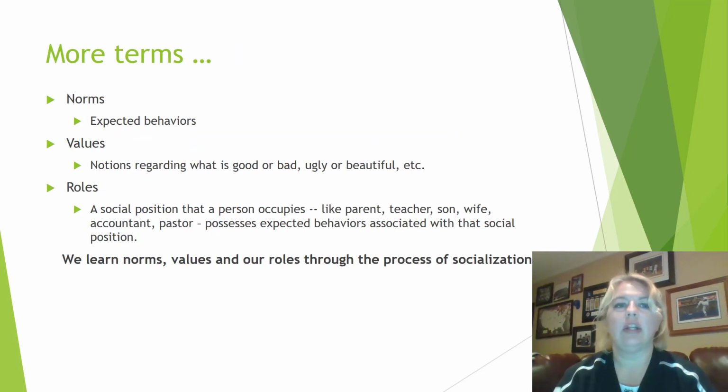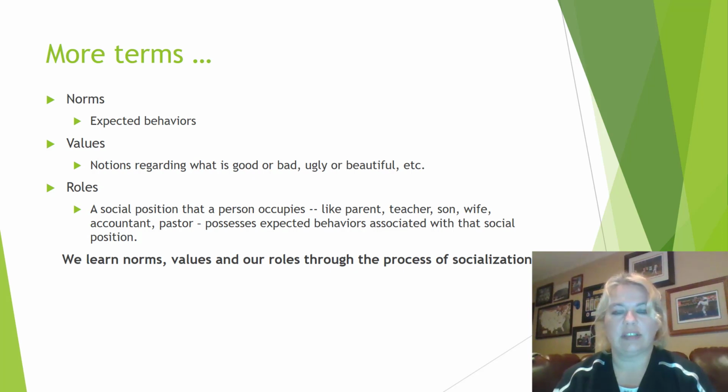So let's then talk about norms and values and roles because we learn those through socialization. Norms are simply expected behaviors. The behaviors that you're expected to engage in are normal, or the norms within your society. And when you go against those norms and behave in another way, you're being deviant. Norms change over time, and therefore what we consider to be deviant changes over time. It used to be deviant to have tattoos. It's now become a norm.